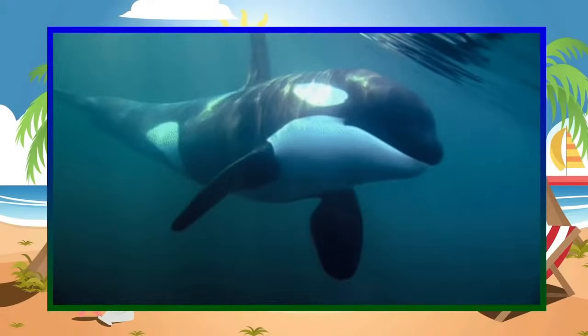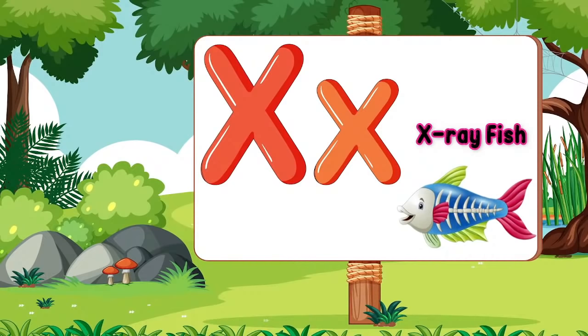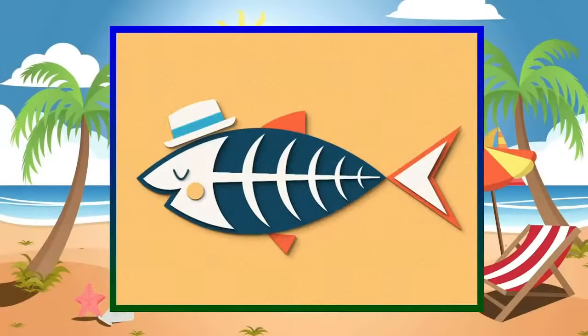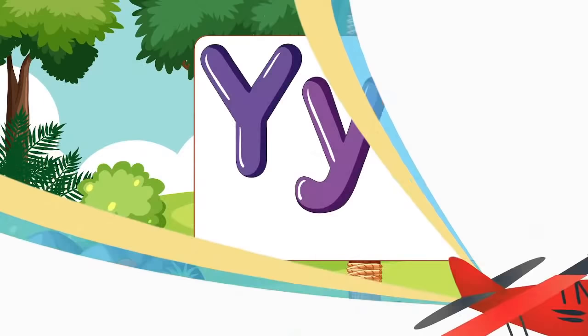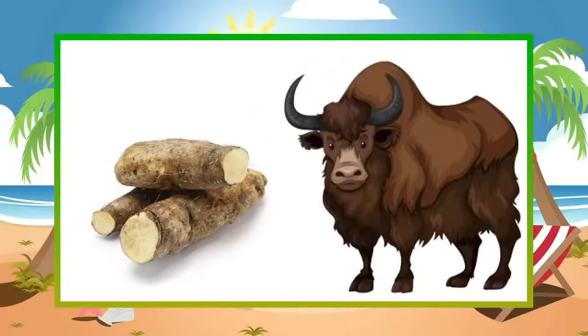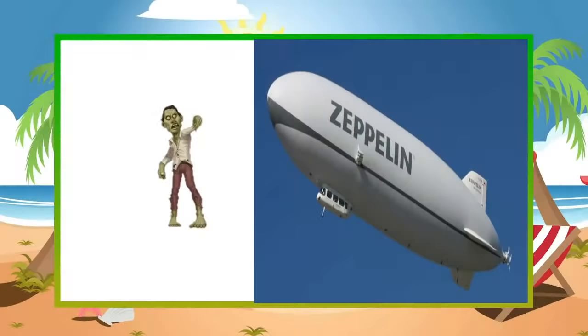Can't live without water. X for X-ray fish. X-ray fish. X-ray fish looks like an X-ray. Y. Y for yoga. Yoga. Yak likes to eat yam. Z for zombie. Zombie. Zombie is flying in a zeppelin.